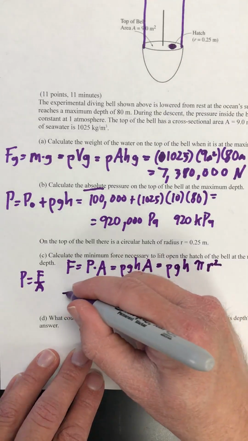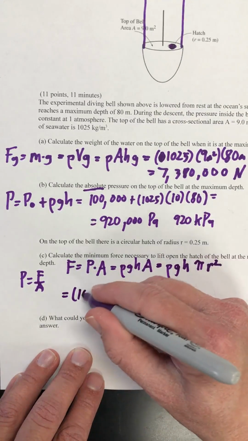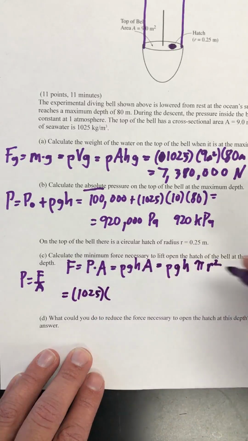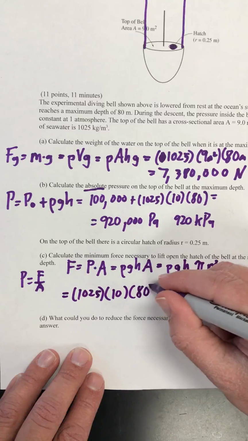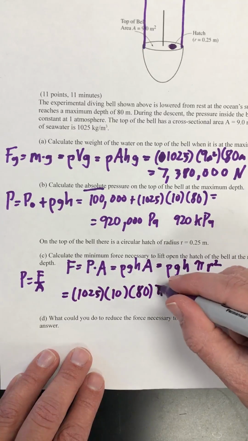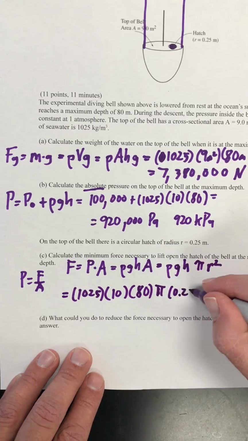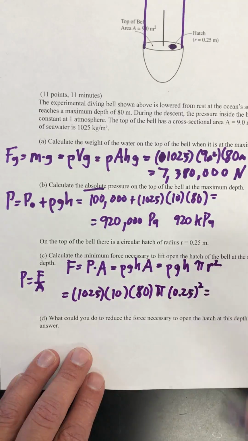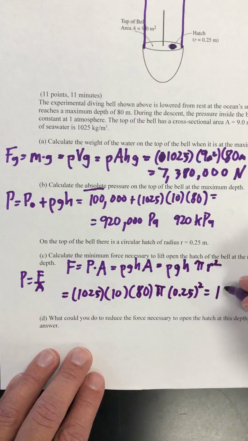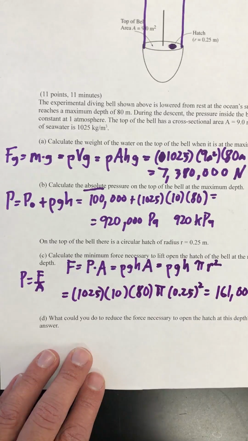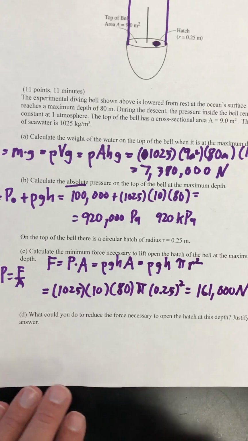So let's plug in all of our numbers here. Once again, density is 1,025 kilograms per cubic meter. Gravity is 10 meters per second squared. Height is 80 meters. Pi there, and then the radius is 0.25. Don't forget to square it. And you should, in that case, get 161,000 newtons as your answer there.